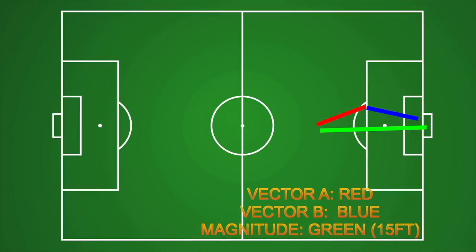Ian, the shooter, was about 15 feet away from the goal. Vector A would be 7.5 feet, and vector B would be 7.5 feet as well. This means that the ball began to curve at the point where vector A and B meet.